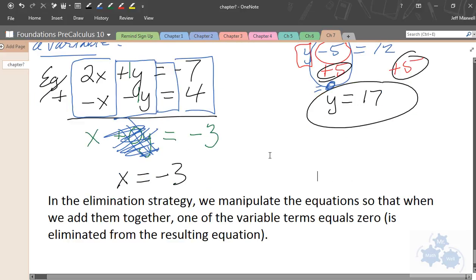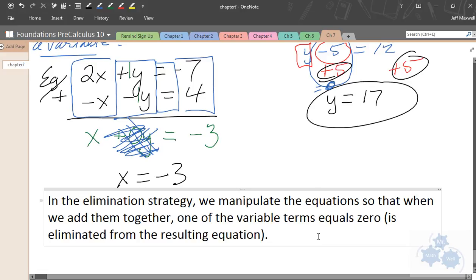In the elimination strategy, what we do is we manipulate the equations, and in this case, they were already lined up and done for you, okay? This was just the last step that I showed you. I'm going to show you how to manipulate the equations, one or both of them, so that when we add them together, one of the variable terms equals 0. Just like in this case, the y term was a 0y. And that is really eliminating that variable term from the resulting equation.